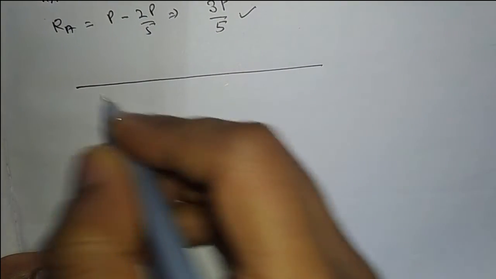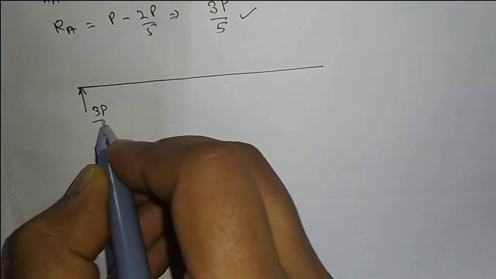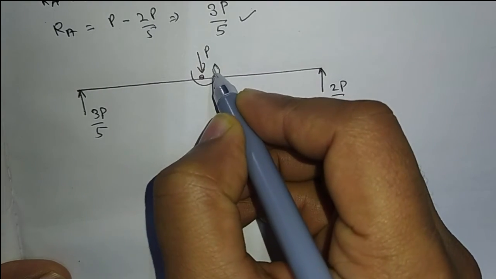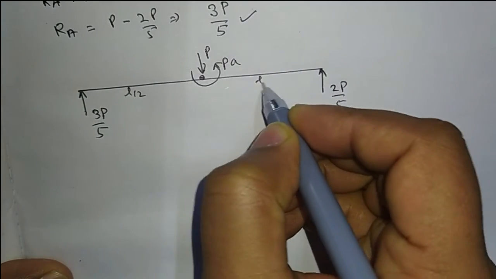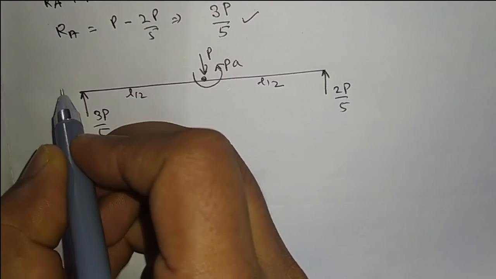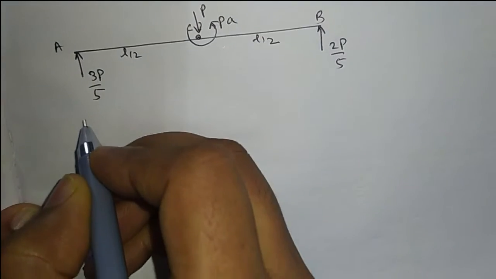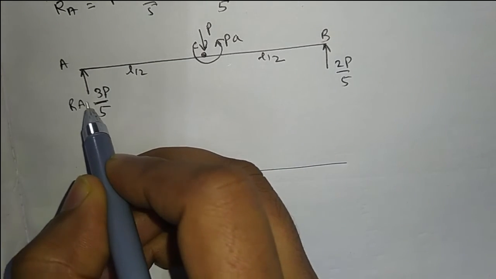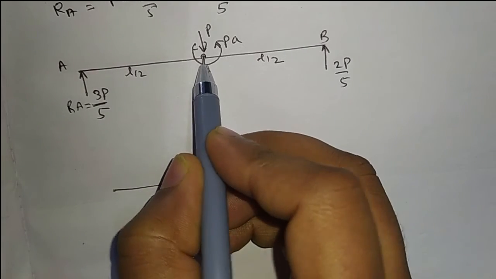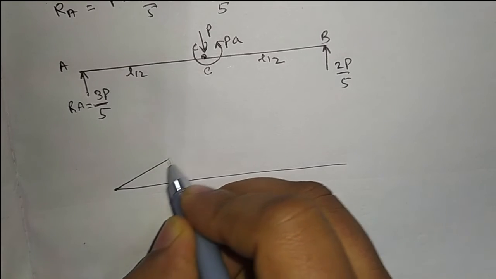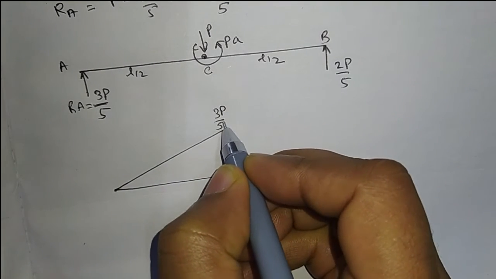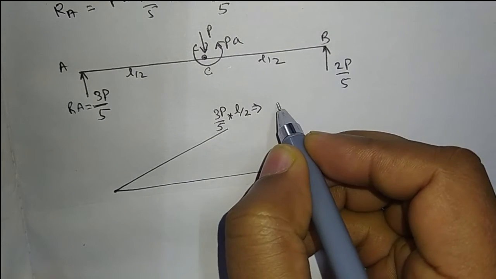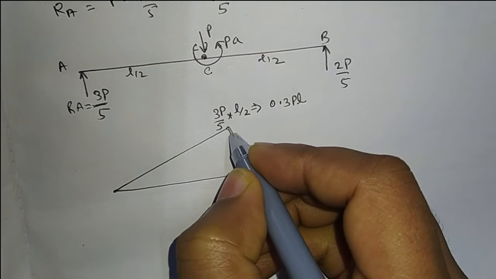Now we have to find the bending moment diagram. RA is 3P by 5, RB is 2P by 5, and this is the loading. Now we have to find the bending moment diagram at A, B and C. The reaction force at A will produce a bending moment about point C, which is equal to 3P by 5 into this distance L by 2. This will be equal to 0.3 PL up to point C.